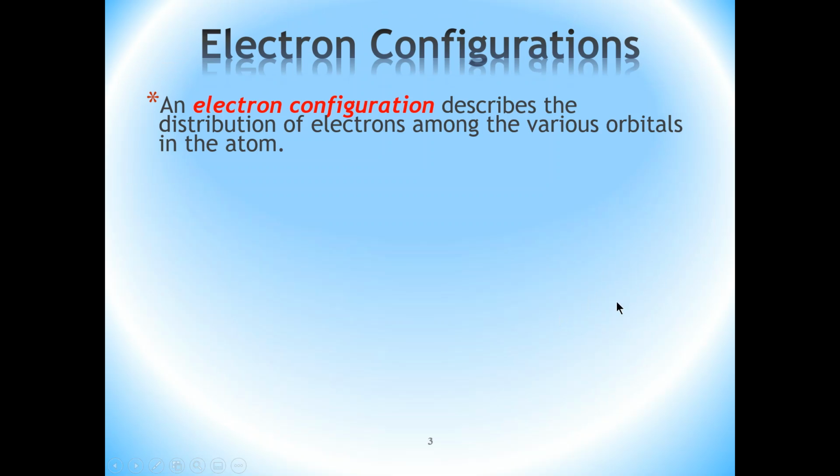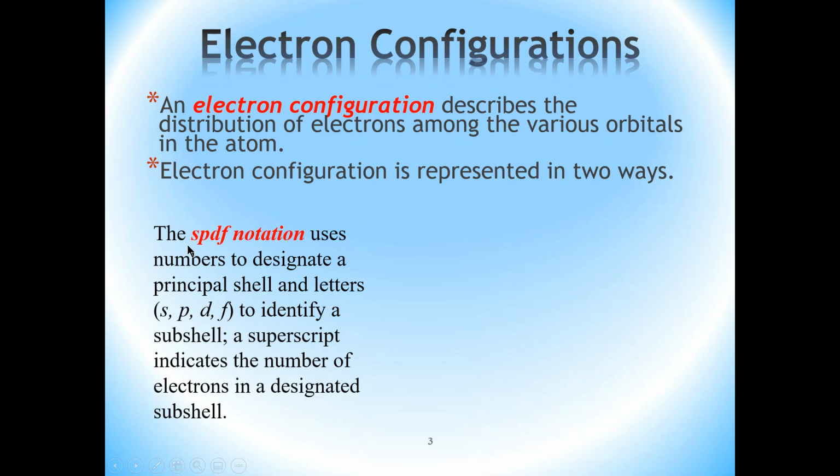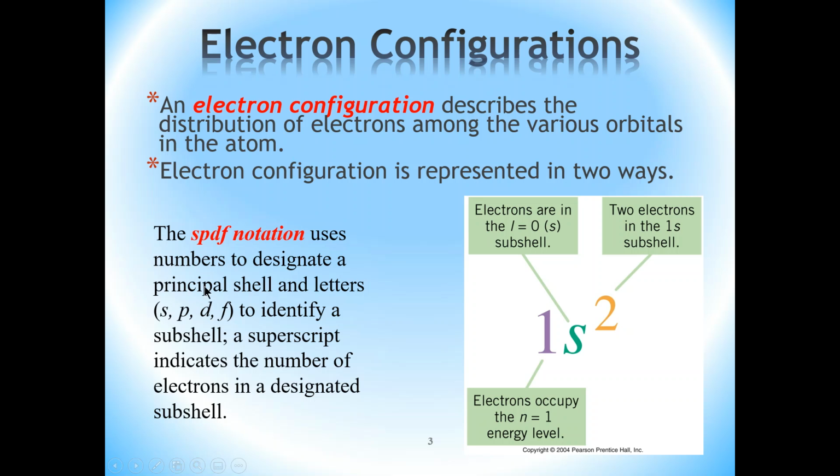All right, so this brings us now to talking about what is called the electron configuration, which is basically a description of how the electrons are distributed among the orbitals in an atom. There are two main ways that we can represent the electron configuration of an atom. We can use what is called the SPDF notation, which uses numbers to designate the principal shell, letters to designate the type of subshell, and then a superscript number which indicates the number of electrons in the subshell. So you will see something like this when you're using that type of notation.